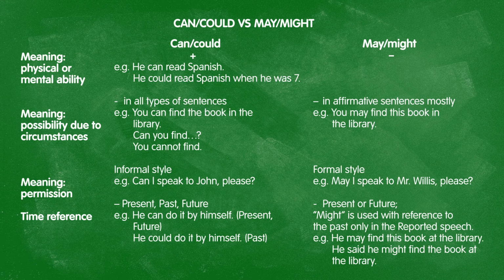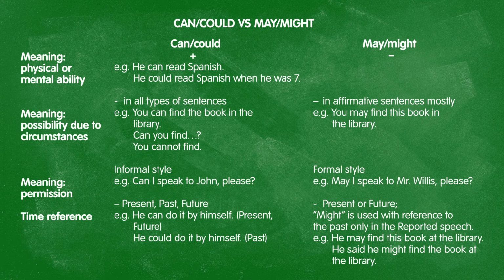However, for may and might, you should note that in the present tense, if you are using may, you should not use a negative sentence. In the affirmative sentence, you can say, you may find this book in the library, but do not say you may not find this book in the library. May not only refers to permission. You could, however, say, you might find this book in the library, or you might not find this book in the library. Only avoid may not.